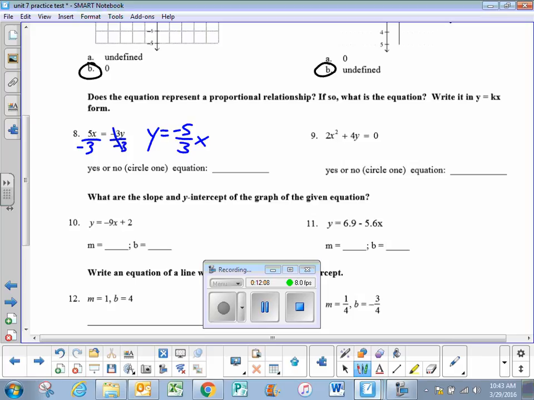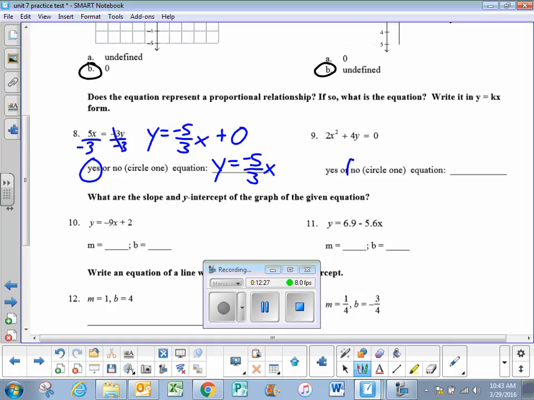Yes. Yeah. We have a slope. We don't have a y-intercept. Well, we do have a y-intercept. It's what? 0. 0. We just don't write it there because anything plus 0 is that thing. Okay? So it is yes. And the equation is y equals negative 5/3 x. If you said yes and didn't have this right, you get half.